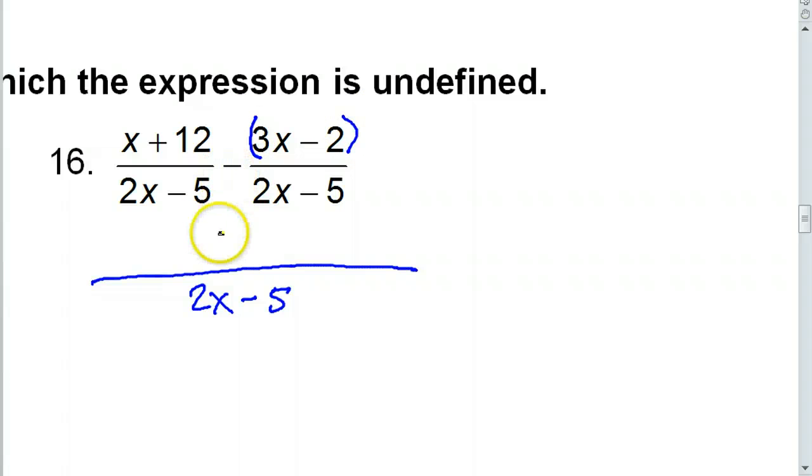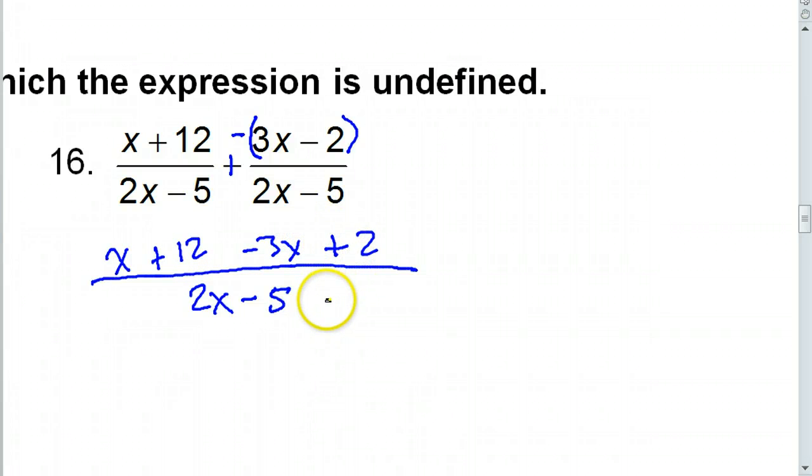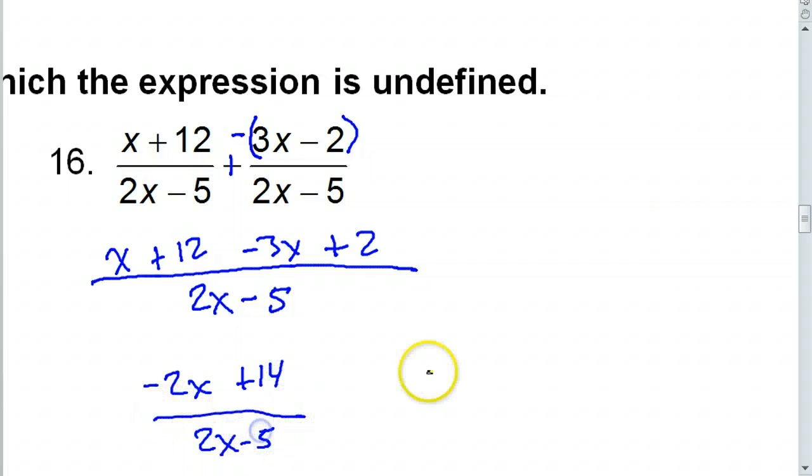When you see a subtraction problem, I've encouraged you to think of it as plus, negative. But please understand that negative sign has to get distributed across the binomial. It's not just going to be a -3, it's going to affect the 2 as well. So I'm going to show this step that I normally don't show. It's going to be 12, and it would be -3x plus 2, not -2. That's the most common error right there. And then you go on with the problem. So this would be -2x plus 14 over 2x minus 5.